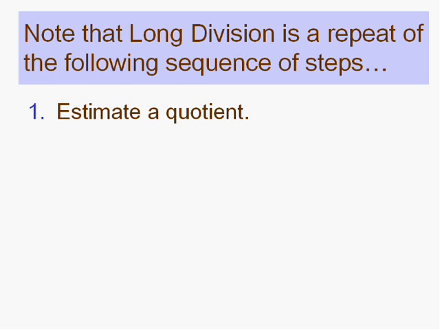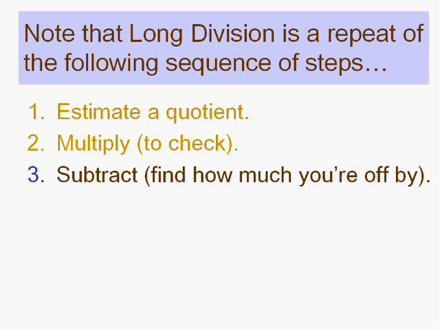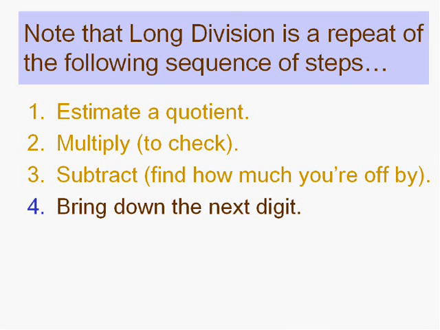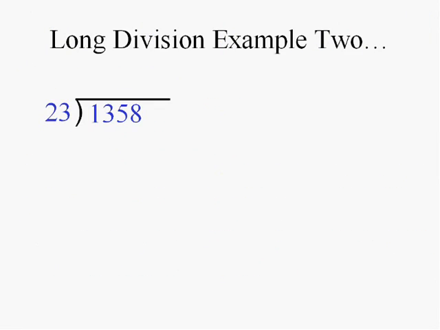You estimated an answer, you estimated a quotient, you multiplied to check, then you subtracted to see how much you're off by, and you brought down the next digit. And you kept doing this, going back to step 1 until there were no digits to bring down. And that's basically what we're going to go through doing. Let's do another. Allow me to demonstrate.